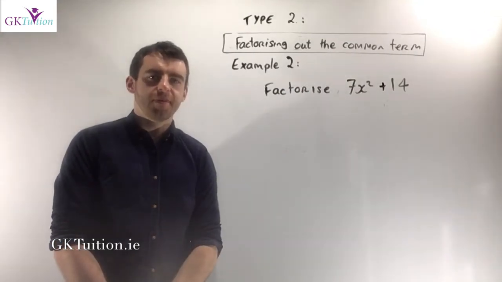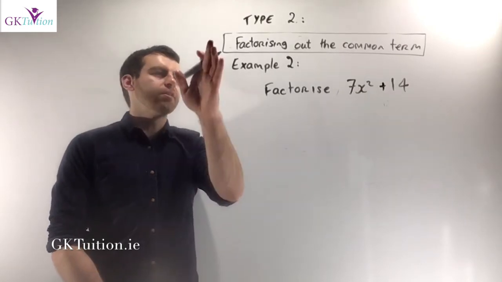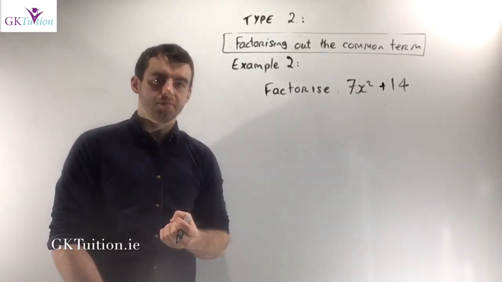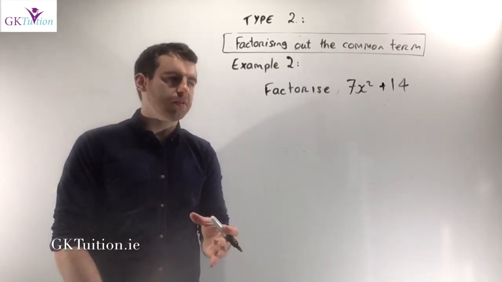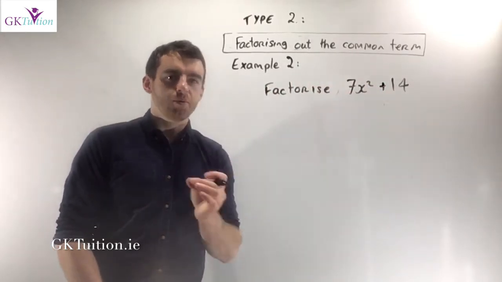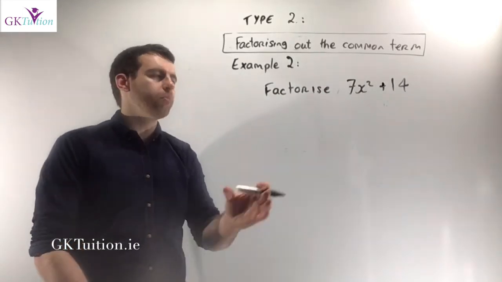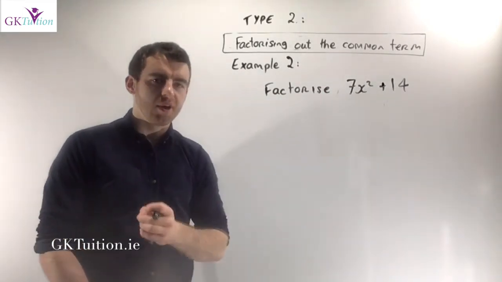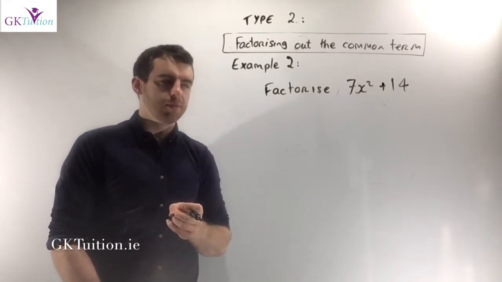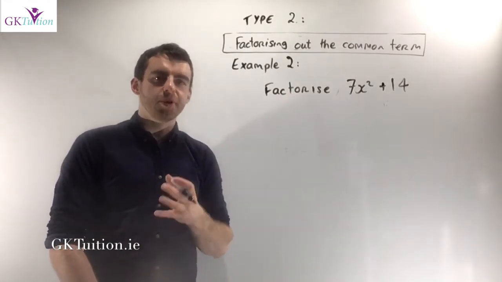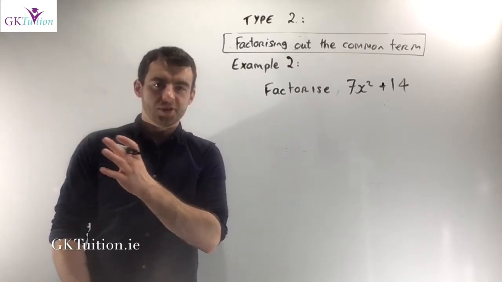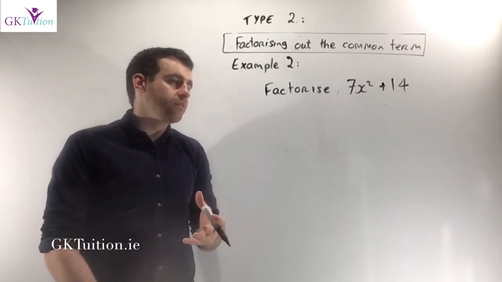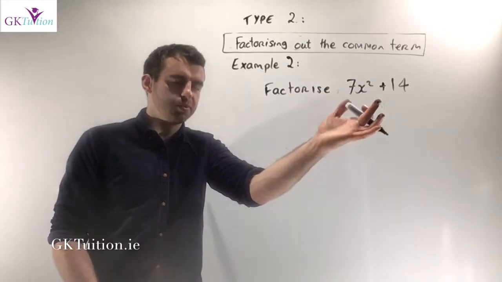Okay, the second type of factorising we're going to look at is factorising by taking out the common term. Now, often at third year level, a lot of students mix up factorising out what's common with the difference of two squares, purely because both of them have two terms and often they can look very, very similar. Now, this example might not, but often you'll see that some of these ones can look very similar to the difference of two squares. In this case, it's obviously not the difference of two squares because there's a plus between the terms.